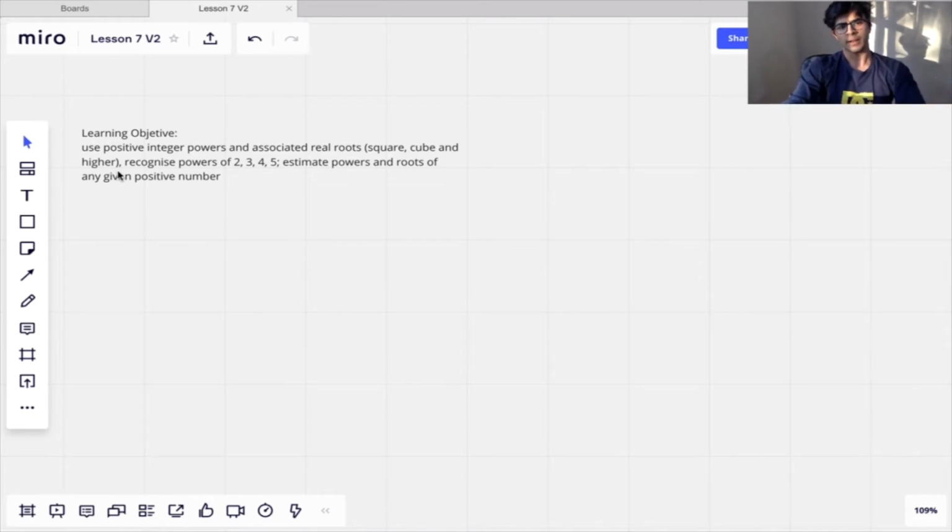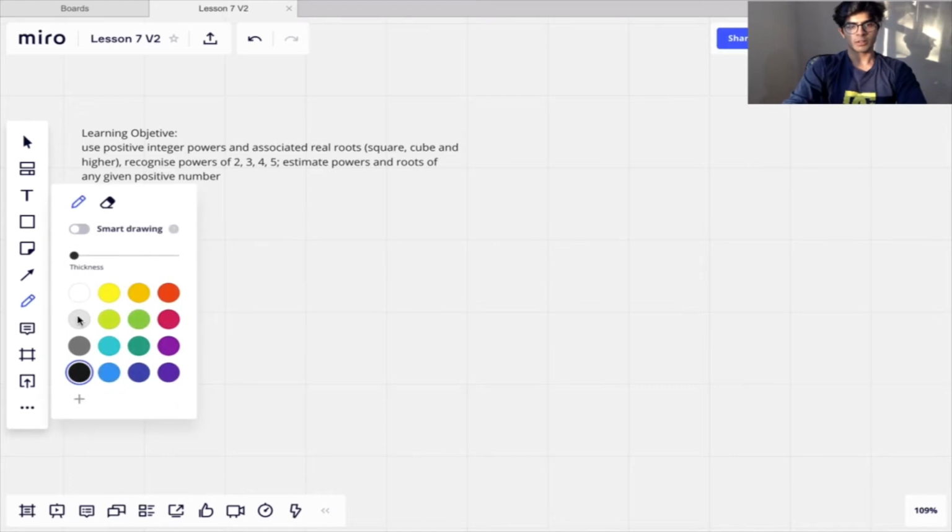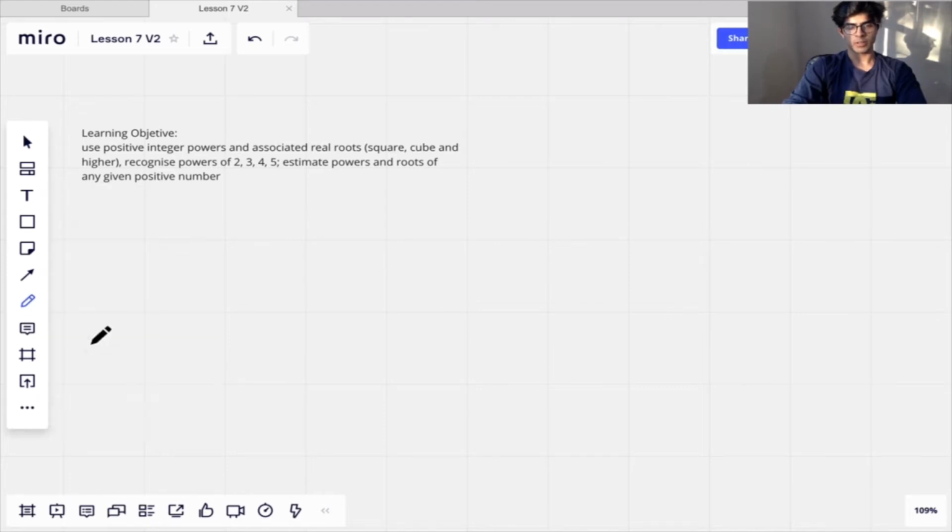So, okay, let's talk a bit more about the learning objective and what the prerequisite knowledge is. A quick question is, do you know what something like, say, 2 to the 4 equals? Can you tell me why it equals 16? That's a really important question to have.